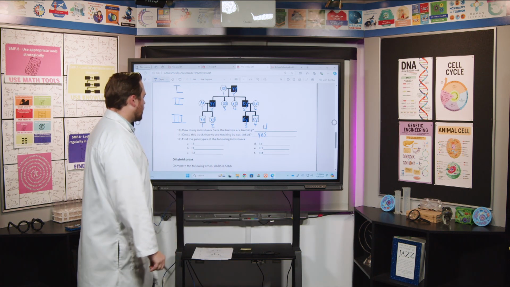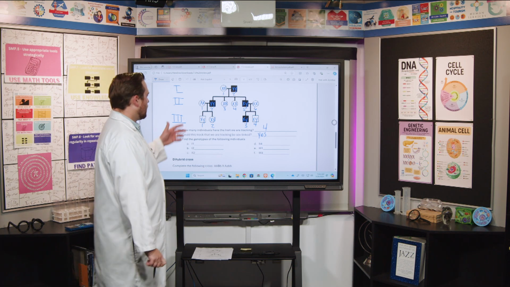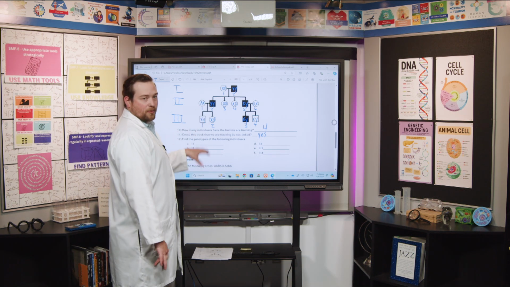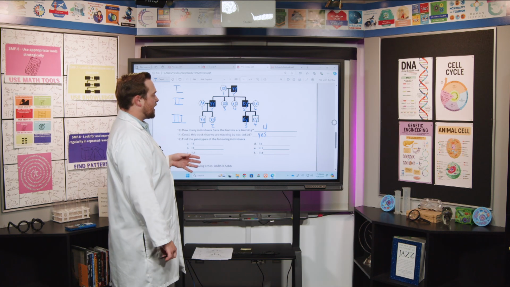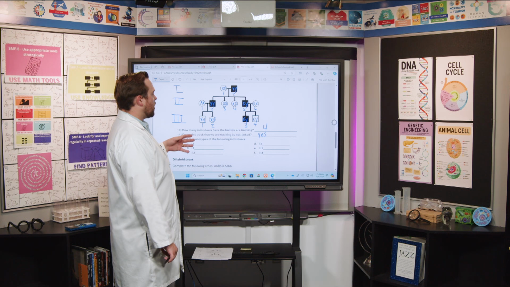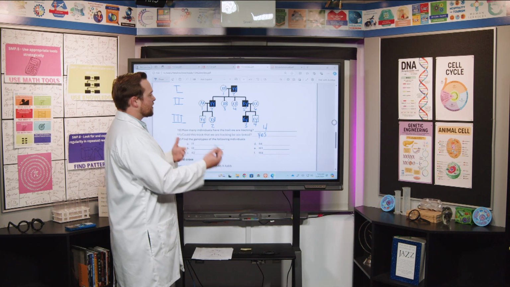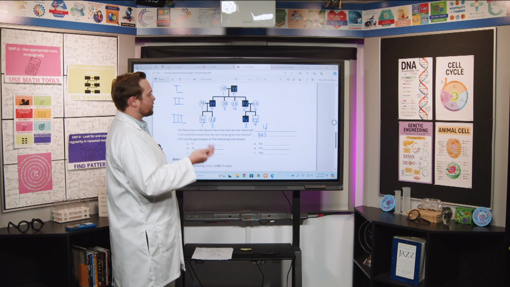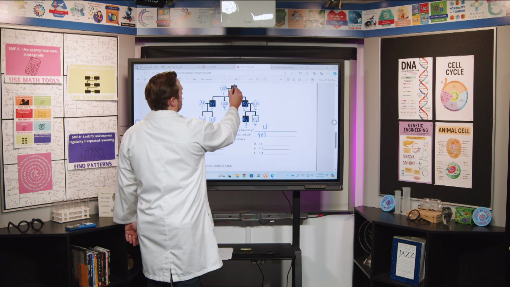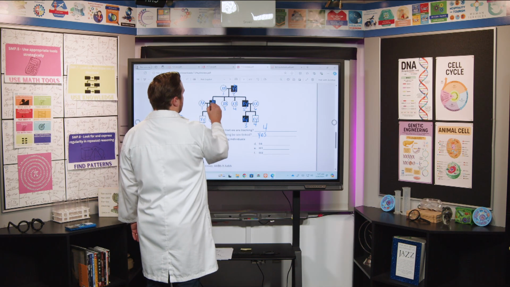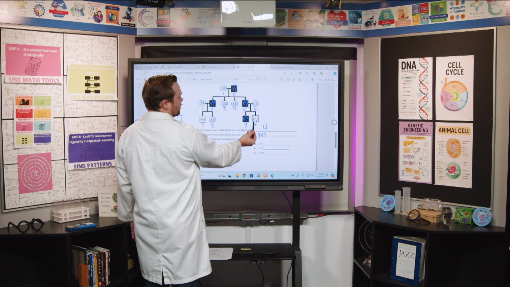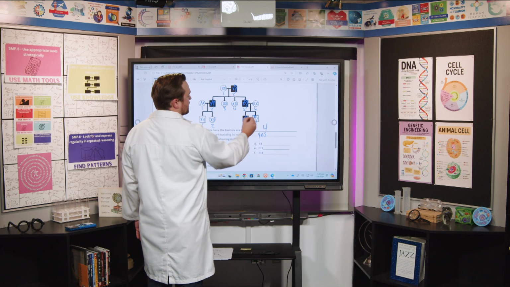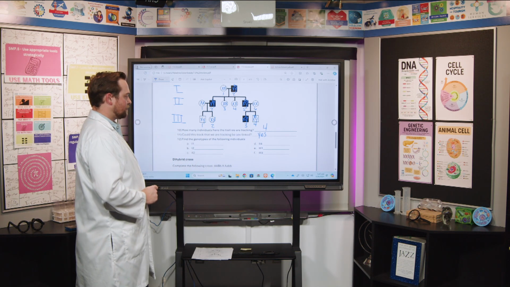Great. Now that we have that information, let's go back and start filling it in before we look at the questions down here. Because this is a sex-linked trait, that's why we're using the X's and the Y's. Most likely, because it's sex-linked, all the men that have this trait have the recessive allele. This one has the recessive allele, this one has the recessive allele, this one has the recessive allele. This is the only square that is not shaded in, and so that means they have a dominant allele there. Now let's see if we can figure out what's going on.